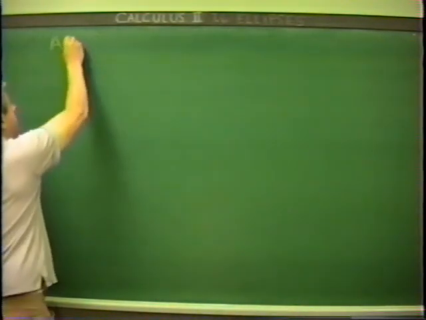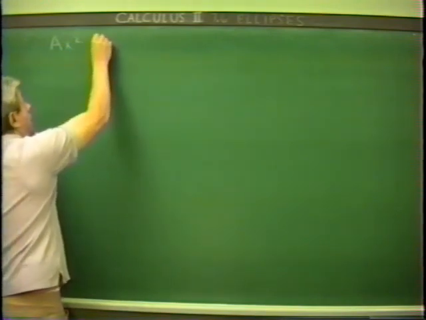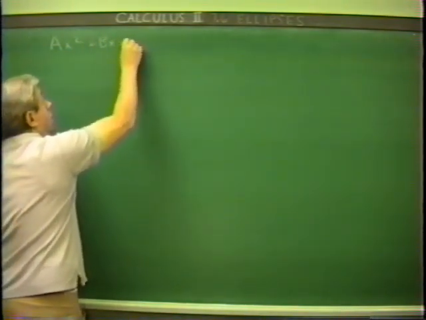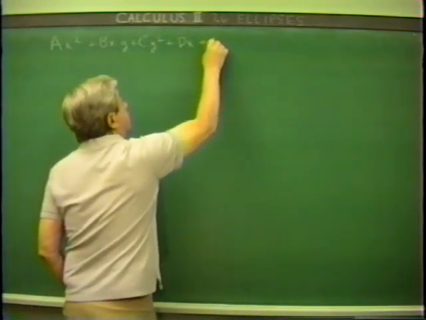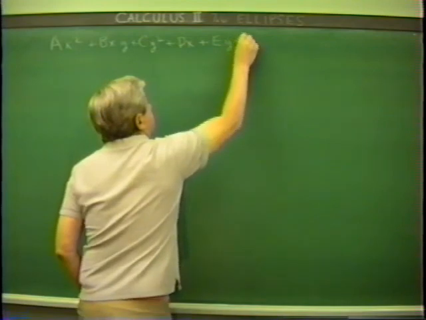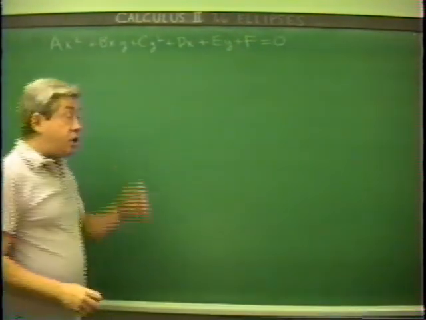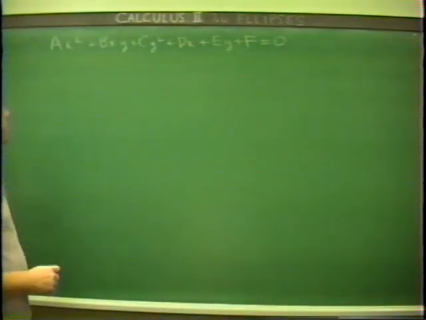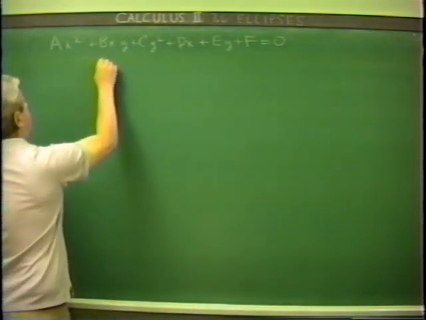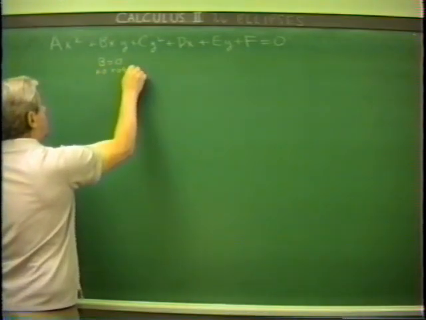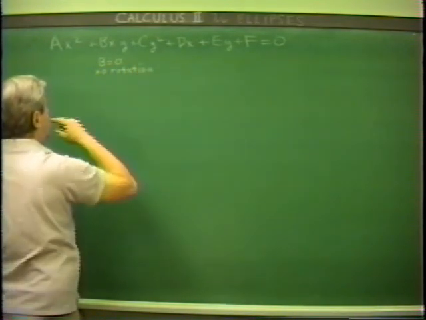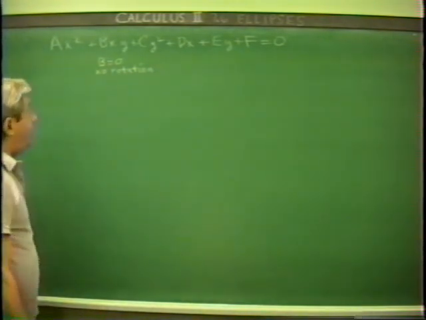Take a look at a particular case of an ellipse which is not centered at the origin. We call it ax squared plus bxy plus cy squared plus dx plus ey plus f equals 0, the general equation of a conic, and b equals 0 here indicates that there's no rotation. We will deal with rotations later.